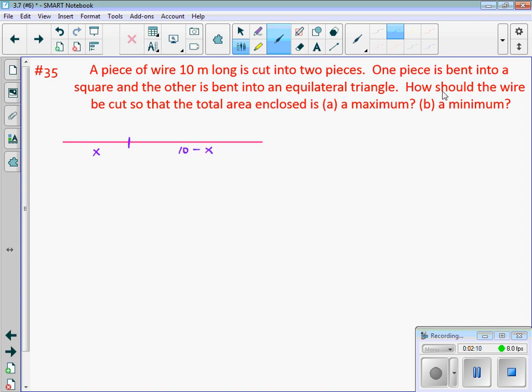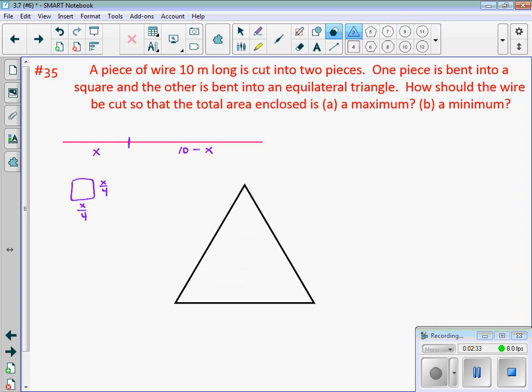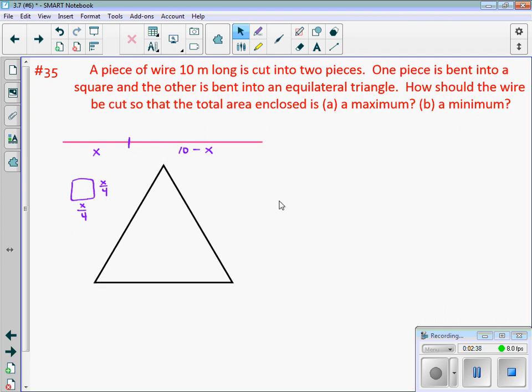Okay, one piece has bent into a square, and the other has bent into an equilateral triangle. So if we bend this part into the square here, what's the length of each side of that? 1/4 x. I'm just going to put x over 4 here. Okay, and then this one is an equilateral triangle. I'll draw this nicer because we might need it depending on your knowledge of an equilateral triangle. Okay, so if we bend this, each side is going to be 10 minus x over 3.